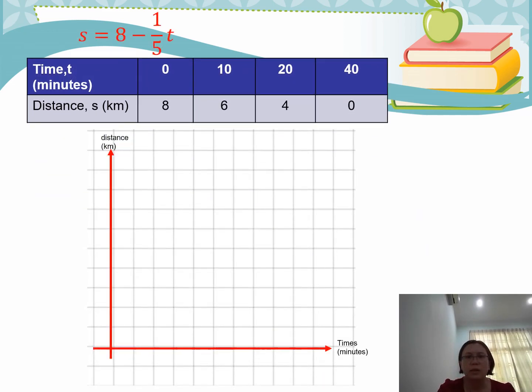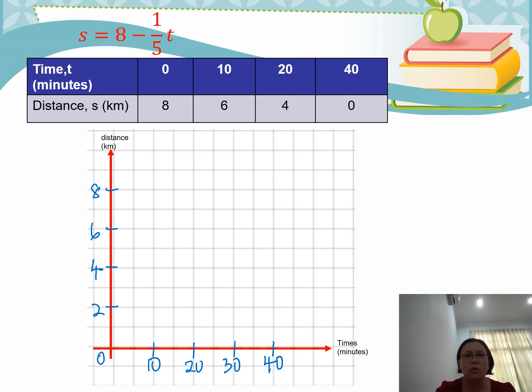To complete the table, we start to draw our graph by choosing suitable scales. For the x-axis, I will choose every 2 units to represent 10 minutes. So we start from 0, 10, 20, 30, and 40. For the y-axis, I will choose every 2 units to represent 2 km: 2, 4, 6, and 8.